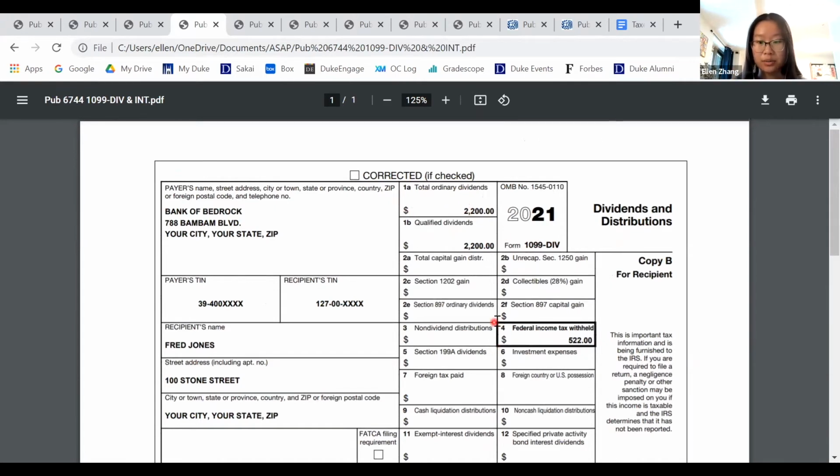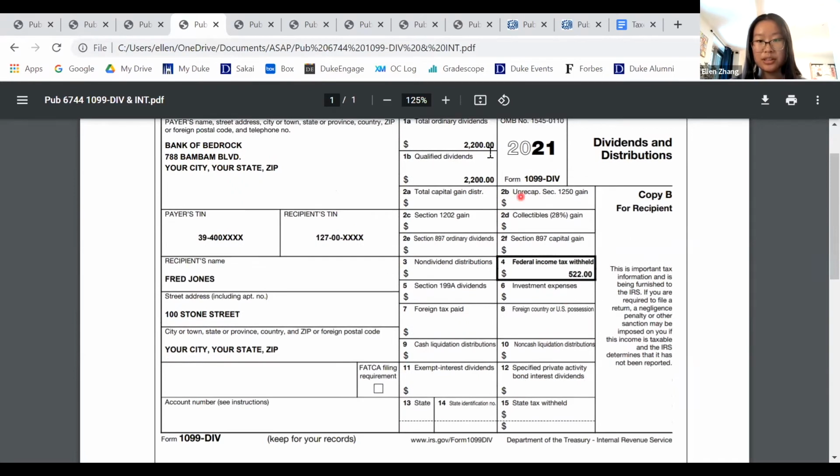And box 4, which has been nicely bolded for us to pick out among all the boxes, is how much of your dividends were withheld for income tax purposes. That's usually the only boxes that are filled on a 1099 DIV, pretty straightforward.